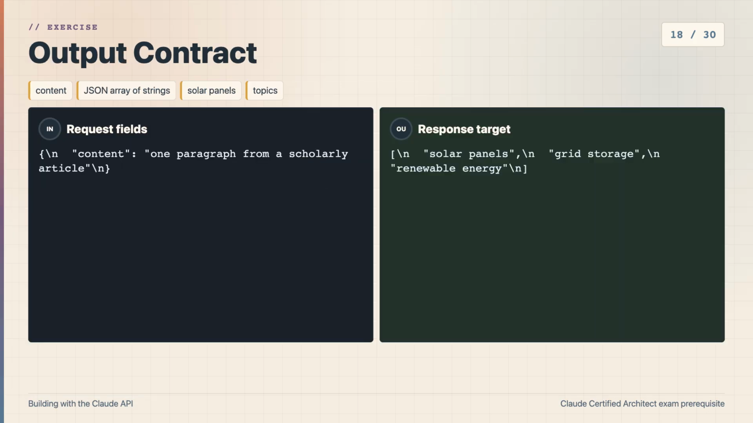The contract is narrow. The only input is a content property containing one paragraph of article text. The answer should be a JSON array of strings. If the passage is about solar panels, the array should include solar panels and any other topics mentioned in the content. No explanation belongs outside the array. That is the target we will use to judge whether the prompt is improving. A narrow contract also makes failure easier to diagnose when the report comes back.